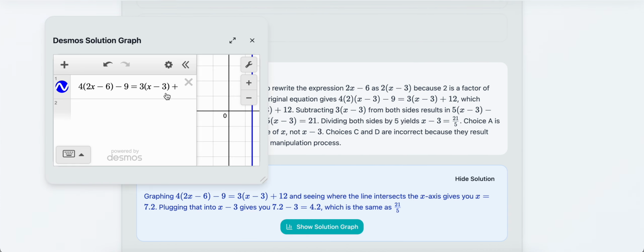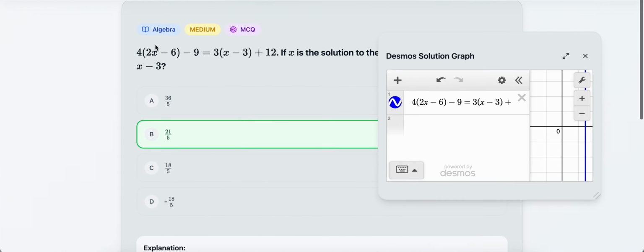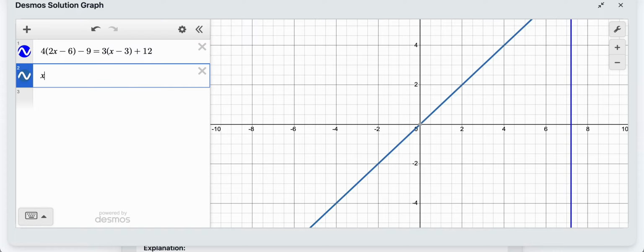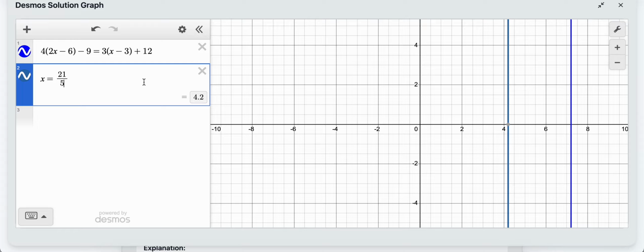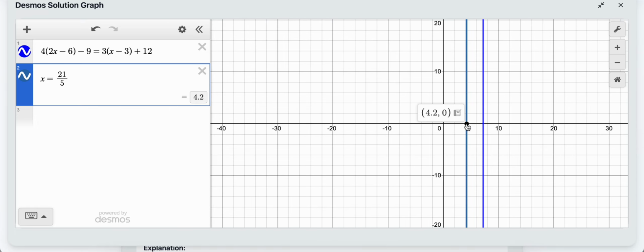And now if we look at the Desmos solution, what you do is you plug in this first equation, this entire thing, into Desmos, right? And you can see that we get this vertical line again at x is equal to 7.2, right? And remember that we solved for x and we found that x was equal to 21 over 5. 21 over 5 is the same thing as, oh, I'm sorry, why is that? That's odd. Oh, I'm sorry. Yeah, that's my bad.